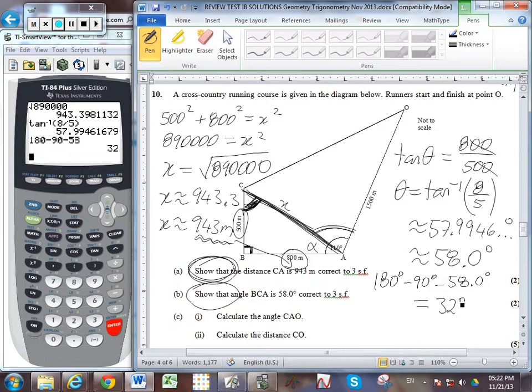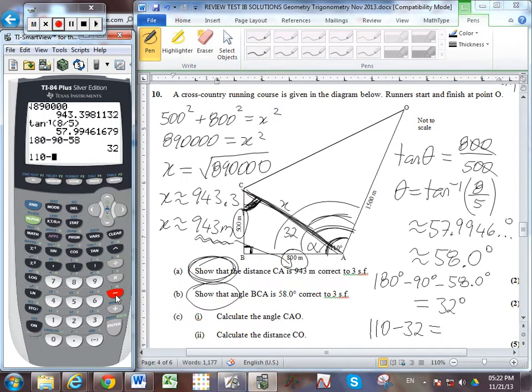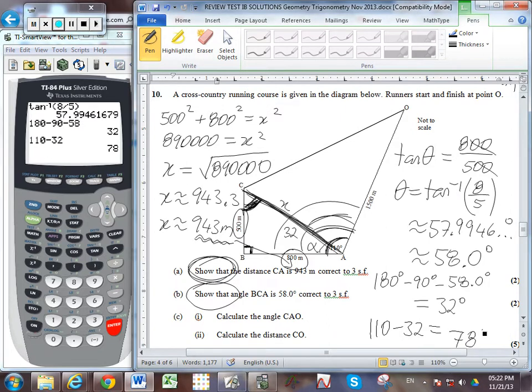So if this is 32 degrees, and this entire thing was 110 degrees, so here's 32, the whole thing is 110, well that must mean that this amount is the difference between them, right? And so we'll go 110 minus 32, and that gives us 78 as our answer for angle CAO. It's 78 degrees. Part double I, calculate the distance CO.